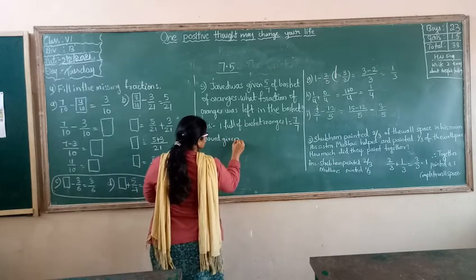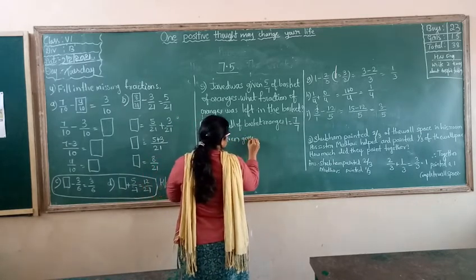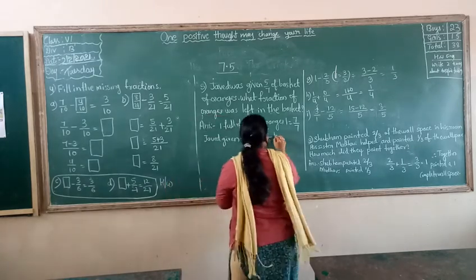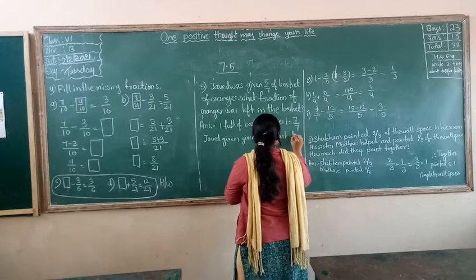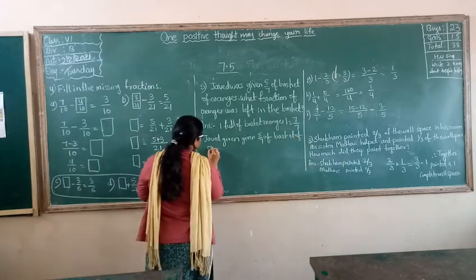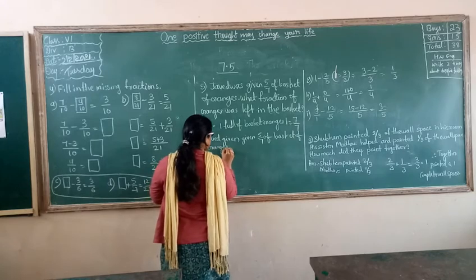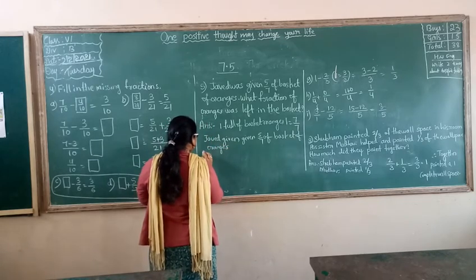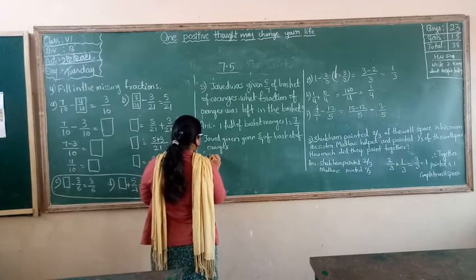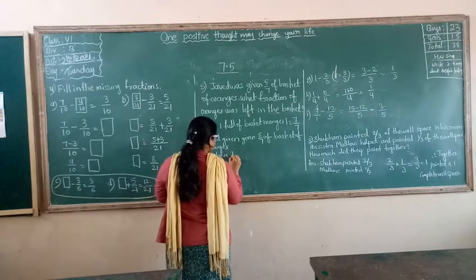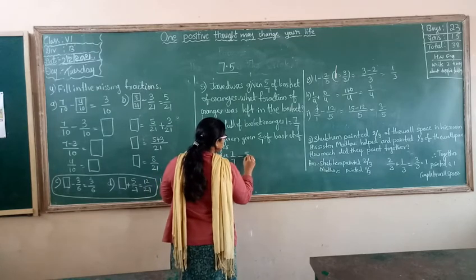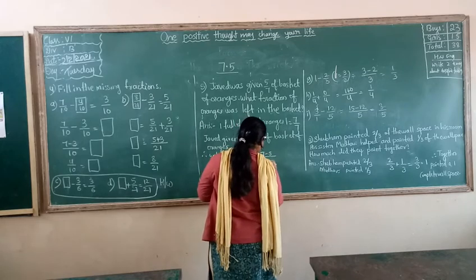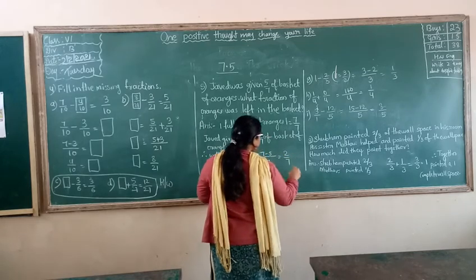And Javed was given how much? Javed was given 5/7 of a basket of oranges. Okay, so therefore we have 7/7 minus 5/7. It is 7 minus 5 divided by 7, it will become 2/7.